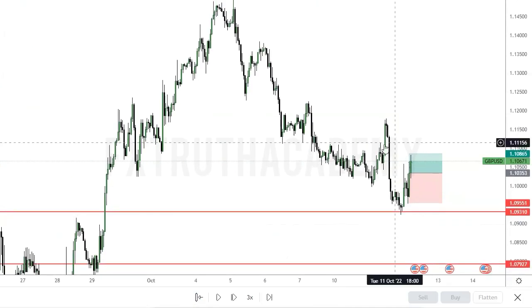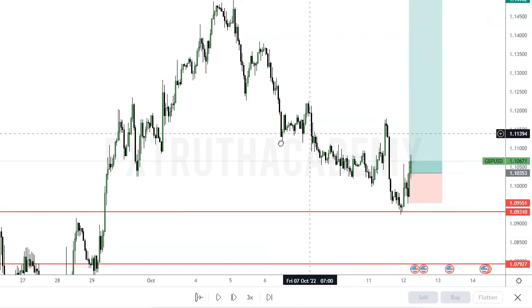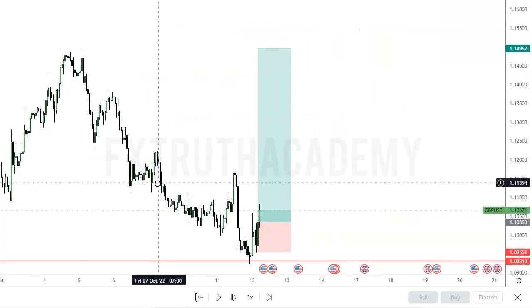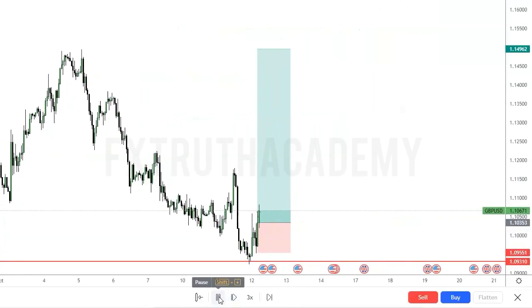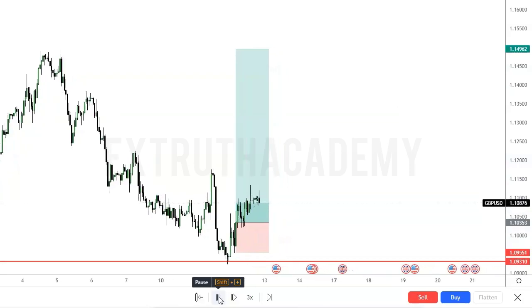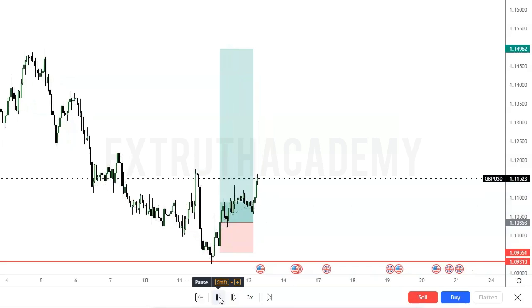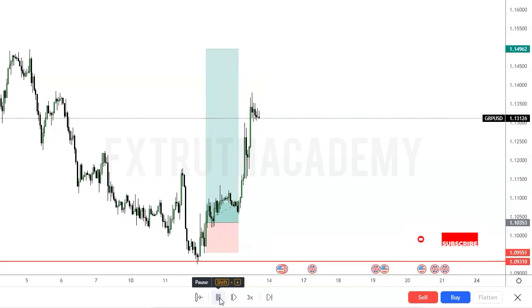Then zooming out, I want to put my reward. Don't mind me, I'm still kind of clumsy with the TradingView platform. I'm more familiar with the MT4. So let's see how it pans out. Let's see how price moves around. We already know how it's going to pan out, but for the sake of the replay, let's just see.